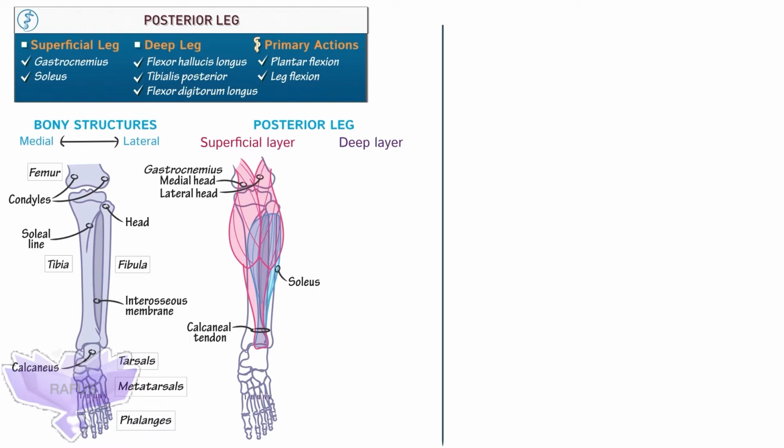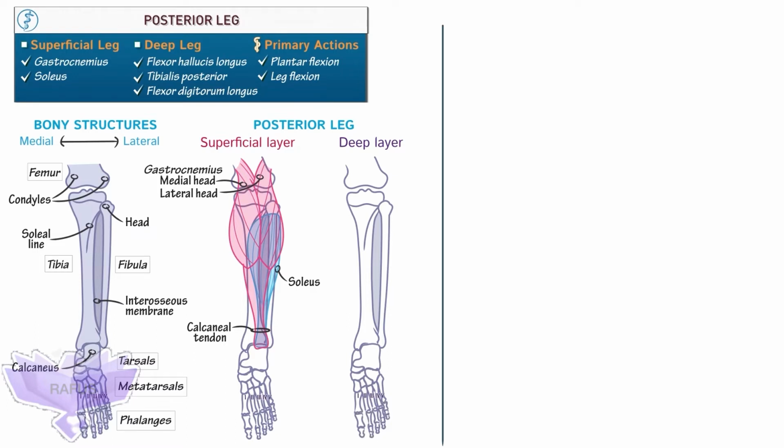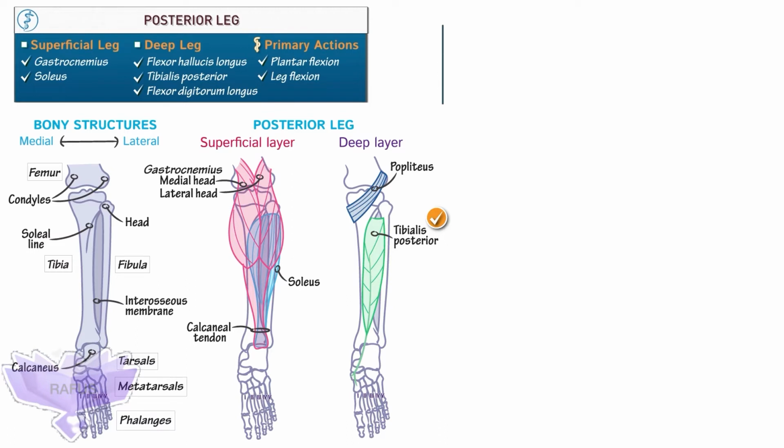Next, let's draw the deep muscles of the posterior leg. Redraw their bones: distal femur, tibia, fibula, interosseous membrane, tarsals, metatarsals, and phalanges. Draw popliteus, which arises from the lateral condyle of the femur and inserts on the medial proximal tibia. Then draw tibialis posterior, which arises from the proximal tibia, fibula, and interosseous membrane, and inserts on the tarsals, specifically the navicular and the medial cuneiform.